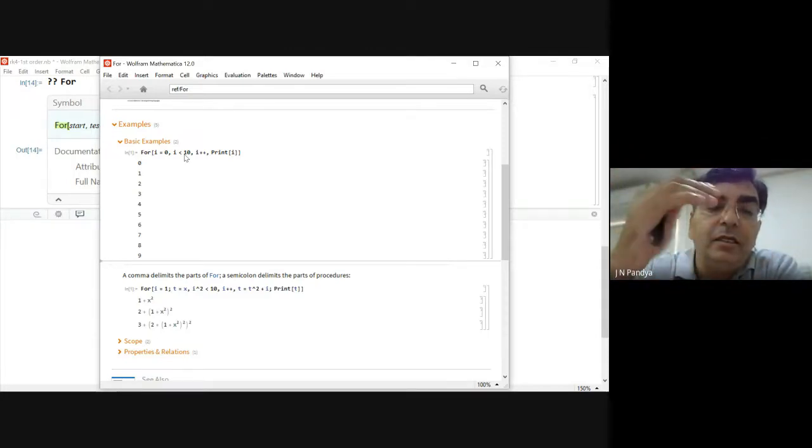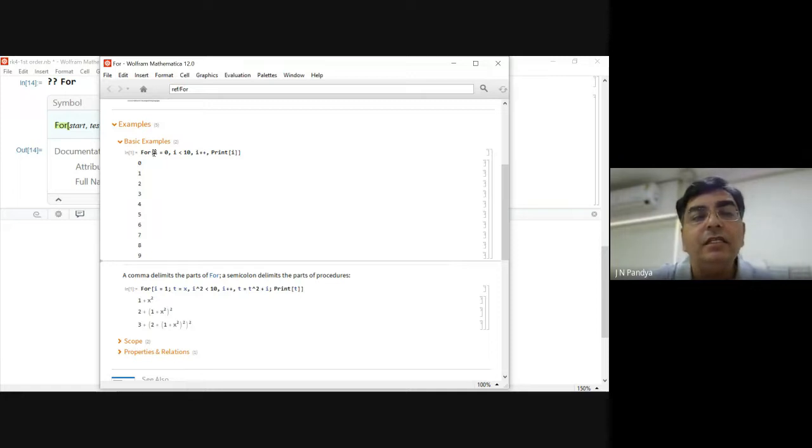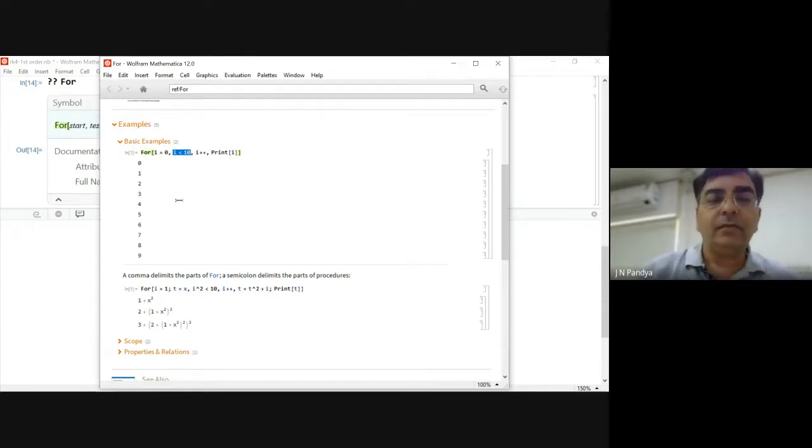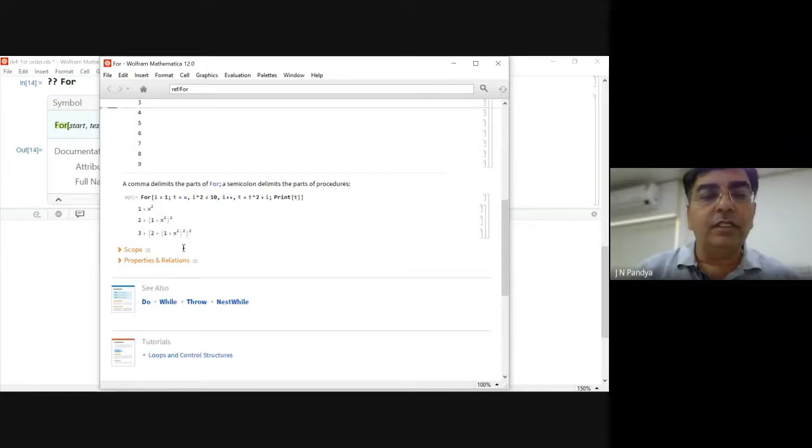That means you are allowed to play with the examples in the help itself. Not like you are getting something and you have to just see what they are giving. You can test your own things there, but one has to understand this is assignment and this is equality or inequality, whatever you call it, comparison. Okay, so this is it.